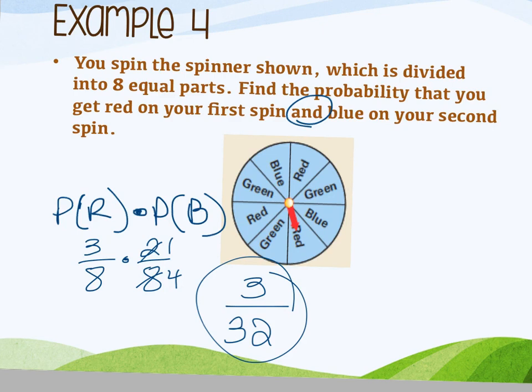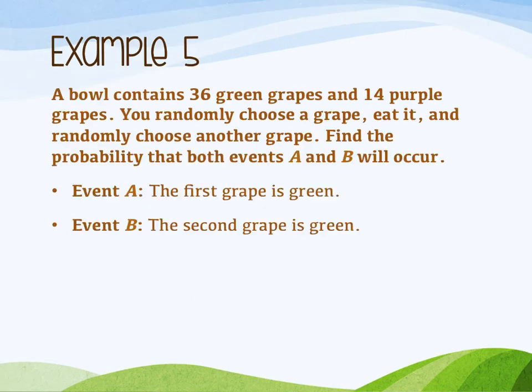What would change if that said the probability that you get red or blue on one spin? Now you add them. You see the difference? So and is usually 2 events, and the question is, does this happen and this happen? Or is usually 1 event. What's the probability you're doing this or that? And it's going to be more likely in 1 event that you do an or than it is on 2 events that you do an and.